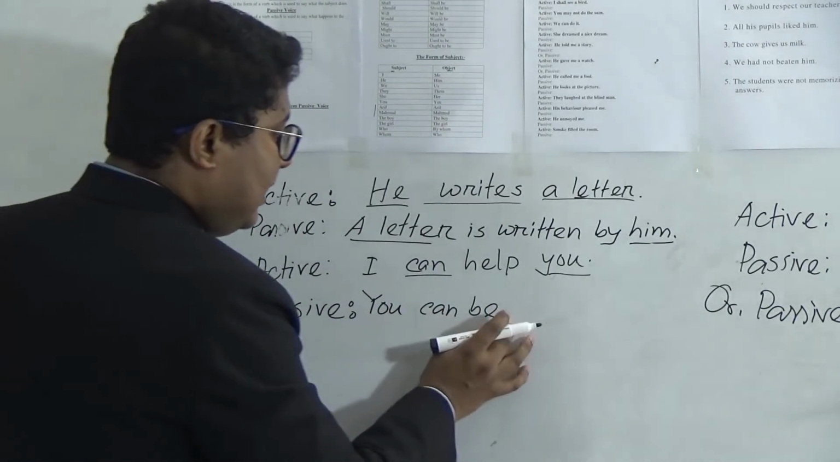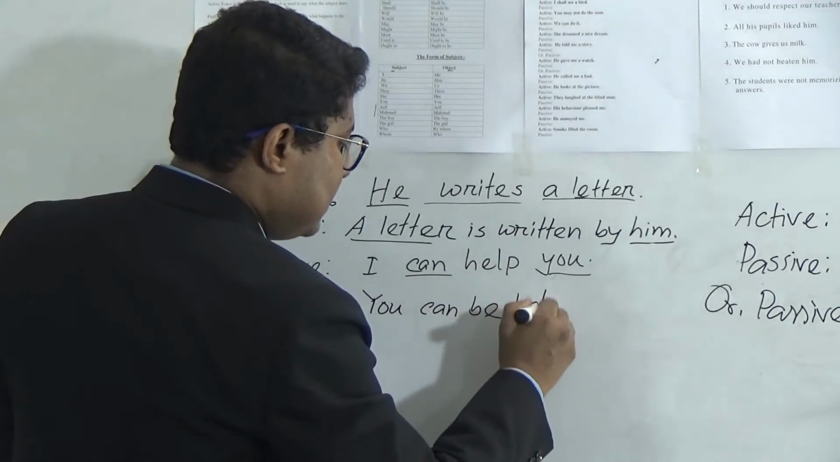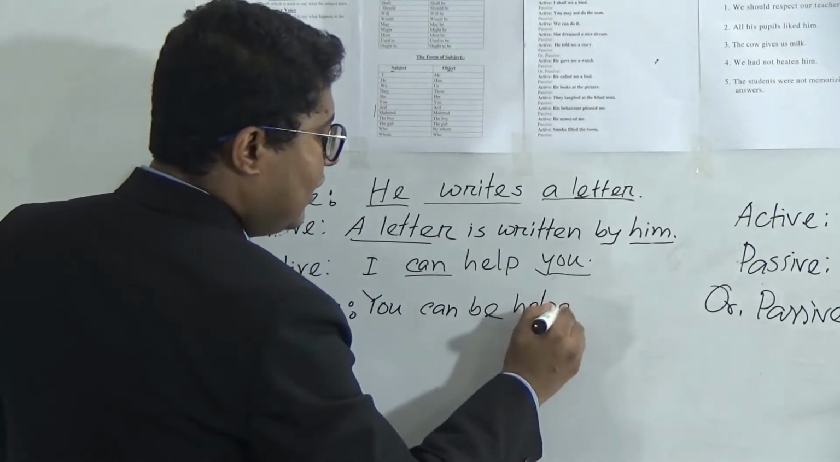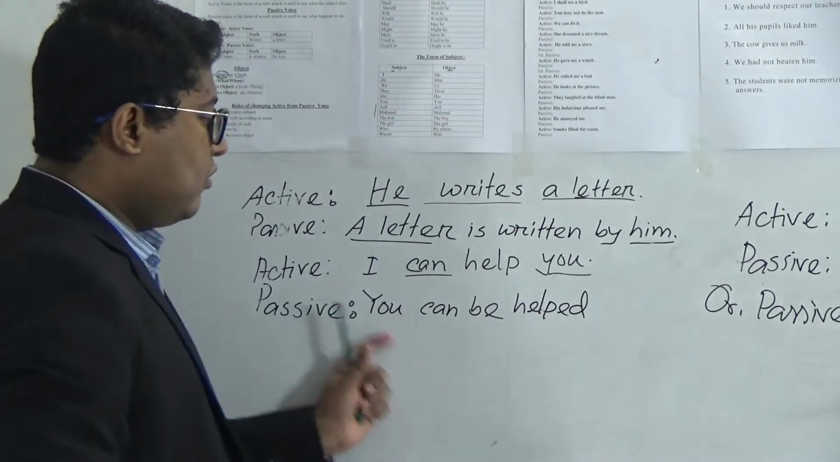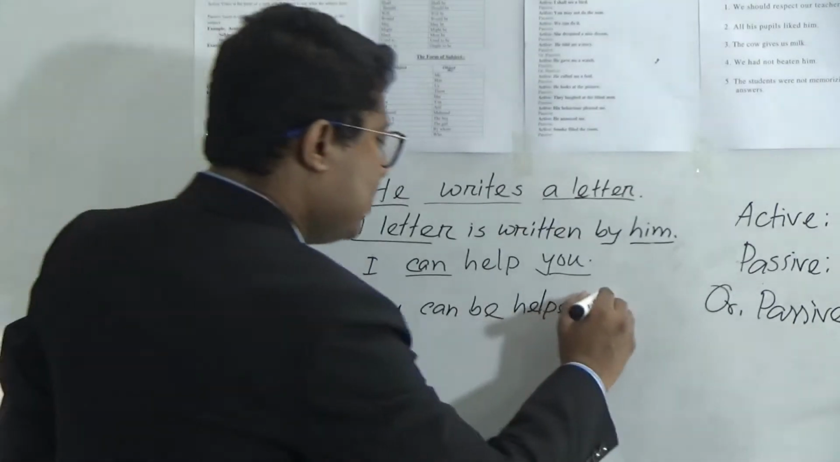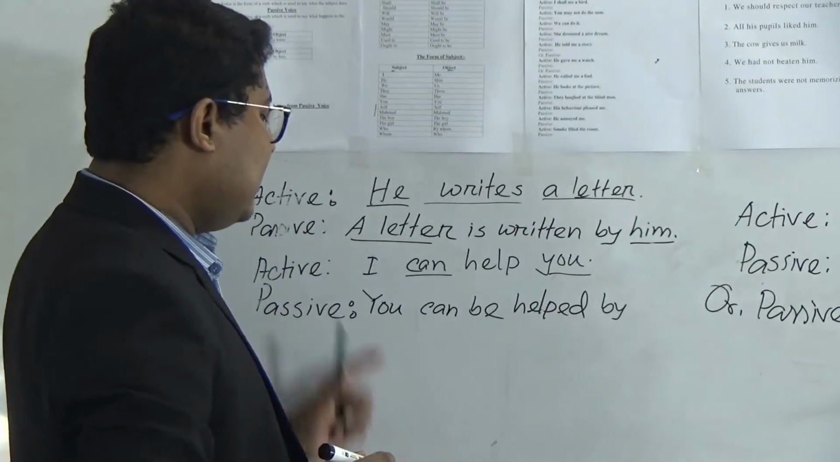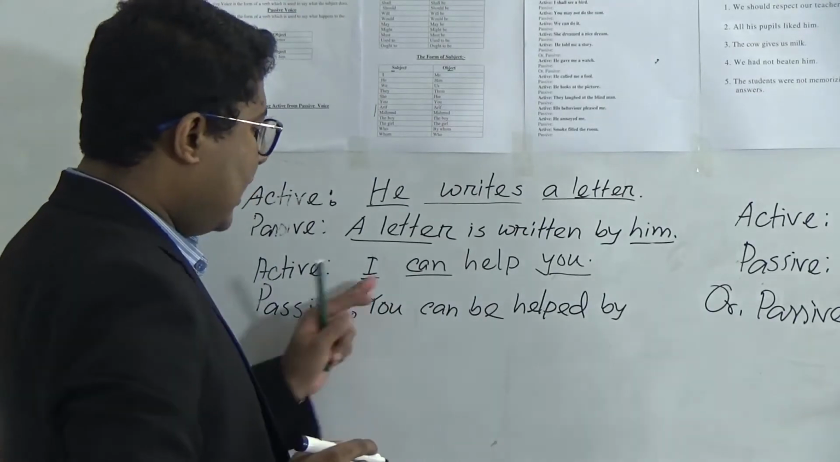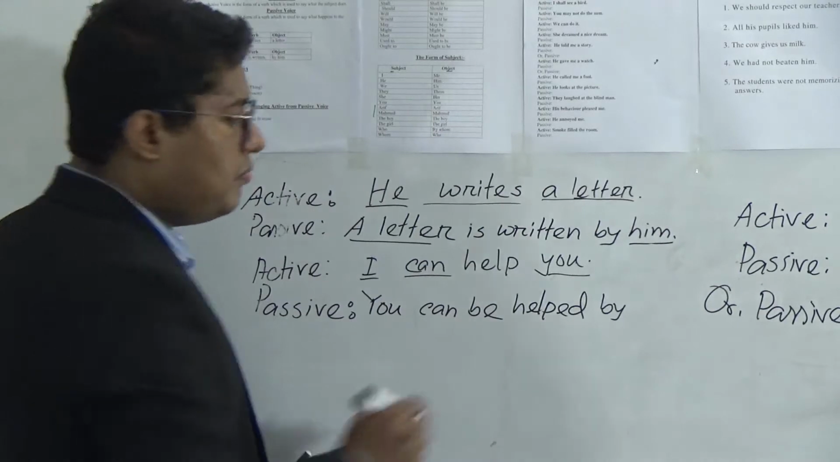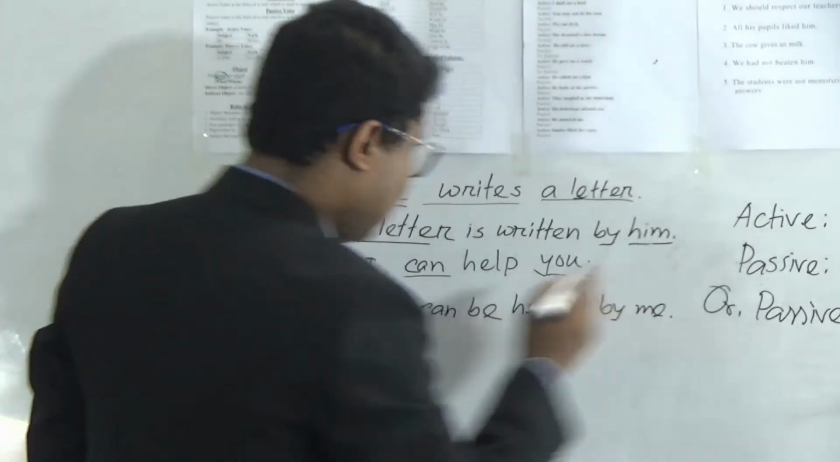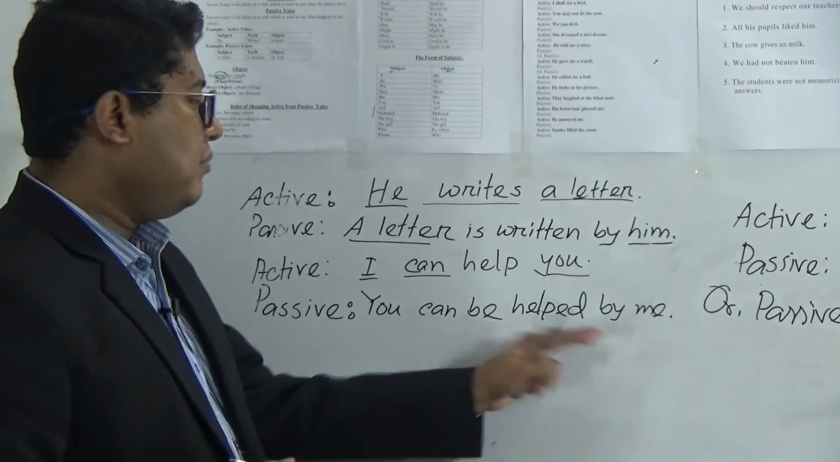So you can be, and the past participle of the main verb help will be helped. So you can be helped. Then we have to add by, and then the subject I. I will be in the objective form, me. Okay, so you can be helped by me.